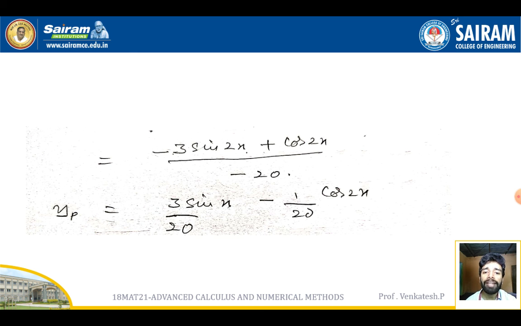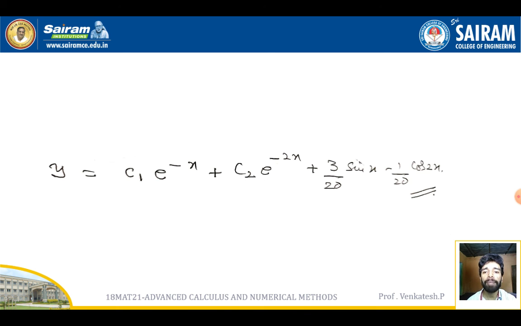I took 2 as a common factor, so the 40 gets cancelled here. So I got minus 20 in the denominator. So the yp will be minus 3 sin 2x by 20 minus 1 by 20 cos 2x. Next, already we know that by combining the complementary function and particular integral, we can get the complete solution. So yc plus yp, we get y is equal to c1 e power minus x plus c2 e power minus 2x plus 3 by 20 sin 2x minus 1 by 20 cos 2x, is the solution here for the given non-homogeneous differential equation of the type 2.